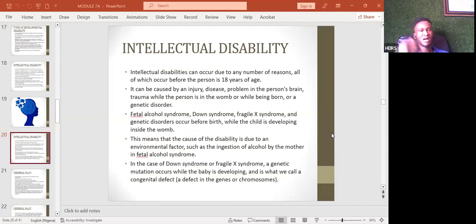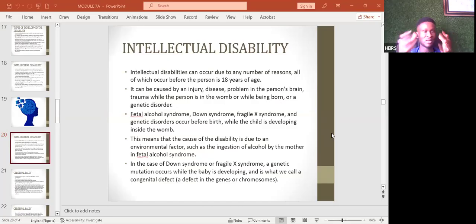Now, fetal alcohol syndrome, Down syndrome, fragile X syndrome, that's a fragile chromosomal syndrome. The X is a chromosome. And these disorders occur before birth, or when the child is developing inside the womb. So this means that the cause of the disability is due to an environmental factor, such as ingestion of alcohol by the mother in fetal alcohol syndrome.